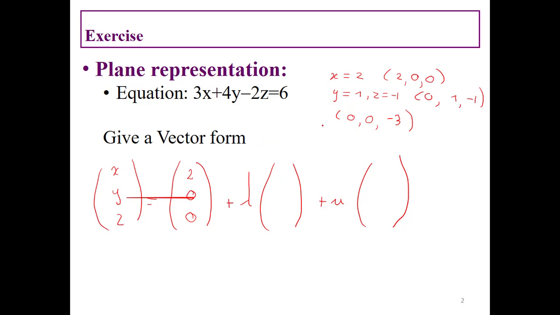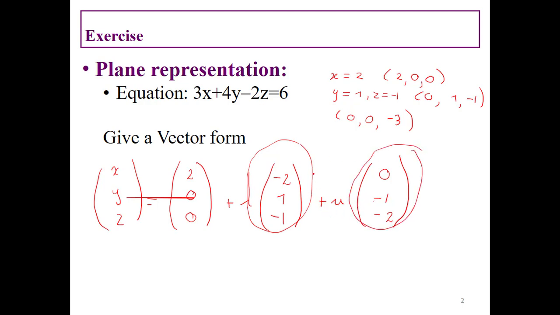So let's first go from (2, 0, 0) to (0, 1, -1). That means I have to go minus 2 in the x direction, plus 1 in the y direction, and minus 1 in the z direction. For the next one, I could move from the second point to the third point. That would mean 0 in the x direction, minus 1 in the y direction, and minus 2 in the z direction.